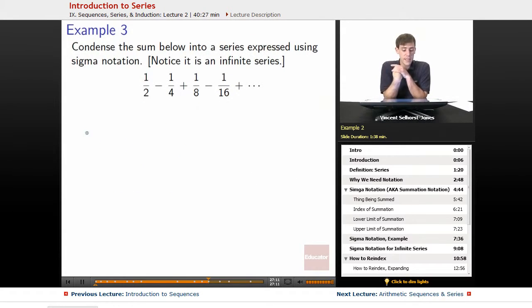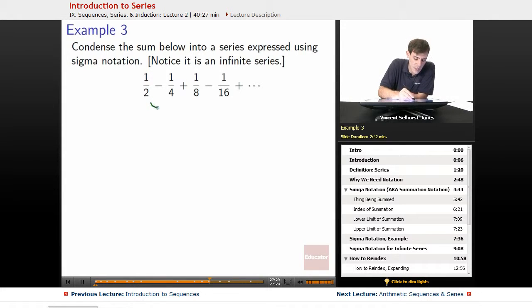Example 3. Condense the sum below into a series expressed using sigma notation. Notice it is an infinite series. So first thing is, let's notice, how do these connect to each other? How do we get 1/2 minus a quarter plus an eighth minus a 16th? Well, we can break this into a sequence first that just has a series going on. So let's look at this underlying sequence.